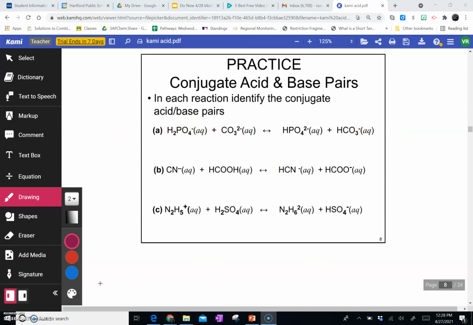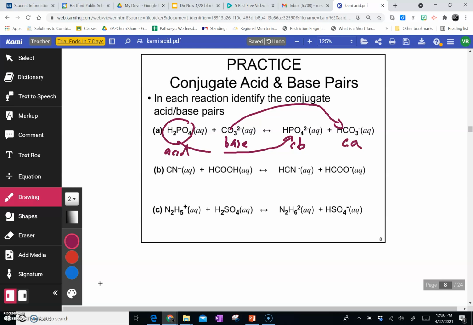So if we look here, this one is losing an H+, so it's acting like an acid. And then this is its conjugate base pair. And then this is gaining H+, so this is acting like a base, and this is its conjugate acid pair, and we can abbreviate conjugate acid CA and conjugate base CB.